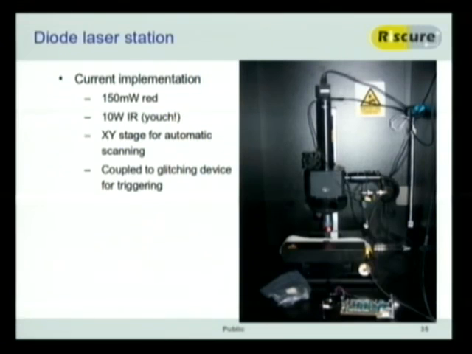So this is what we have in the lab currently. Like I said, we have a 150 milliwatt red laser. We have a 10 watt infrared laser, so that's one where you really don't want to stand too close when it's operating. We have this XY stage for scanning the surface of the chip, and we coupled it to the device I showed you before just for this accurate triggering. This device is not in the picture right now, as we're still playing around with it. You see a piece of paper here, and we're writing our names on a micron scale by burning holes in it. I still need to make a module to imprint a bitmap or something on that scale. That would be kind of cool.